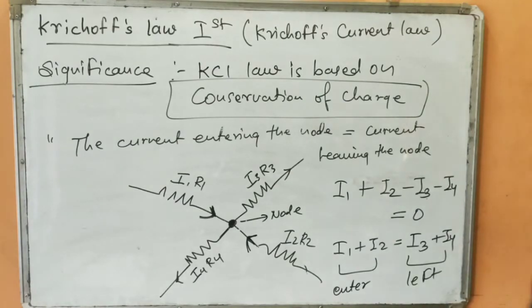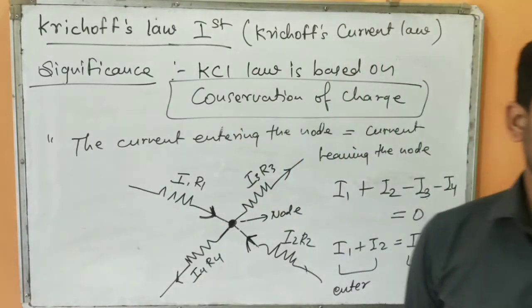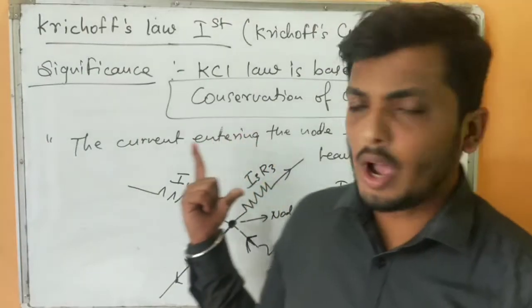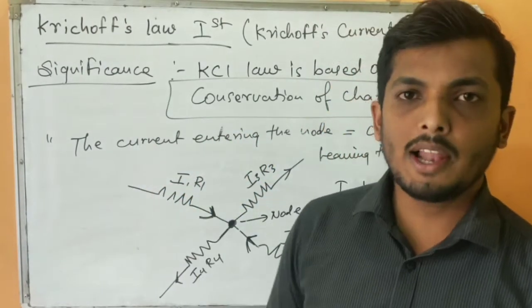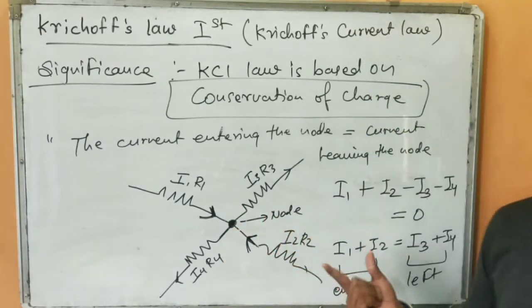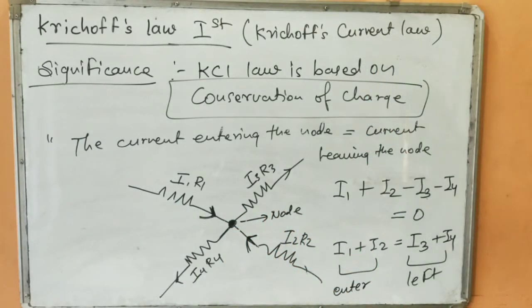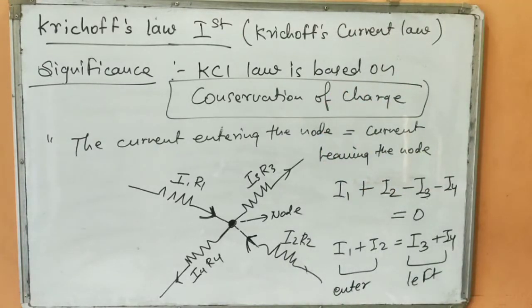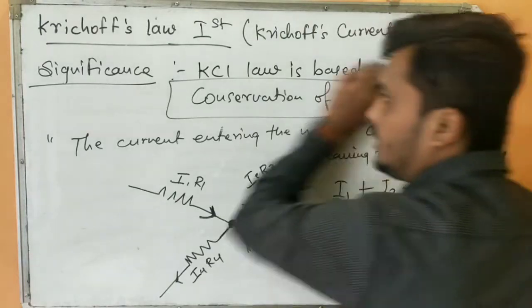I hope you understood Kirchhoff's current law. Usually they will ask this question for 1 mark. But you have to understand it in order to study the balanced Wheatstone network, which will be asked for 5 marks. So now, without wasting time, we will move towards Kirchhoff's second law, which is also known as Kirchhoff's voltage law. I'll erase this now.